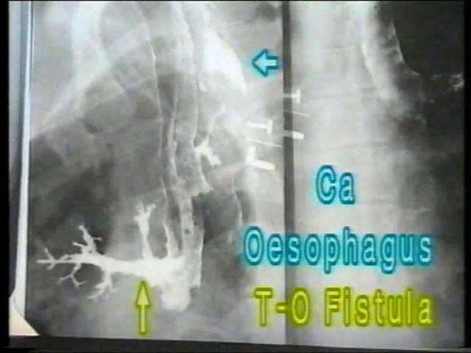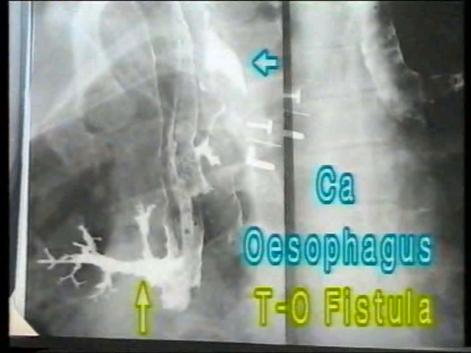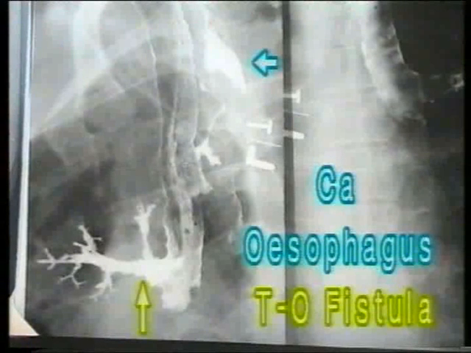In this barium swallow, the barium has outlined the tracheobronchial tree. This is an advanced case of carcinoma of esophagus, infiltrating the trachea and forming a tracheoesophageal fistula or TO fistula. The blue arrow points to the irregular narrowing of the esophagus, and the vertical green arrow shows the tracheobronchial tree.